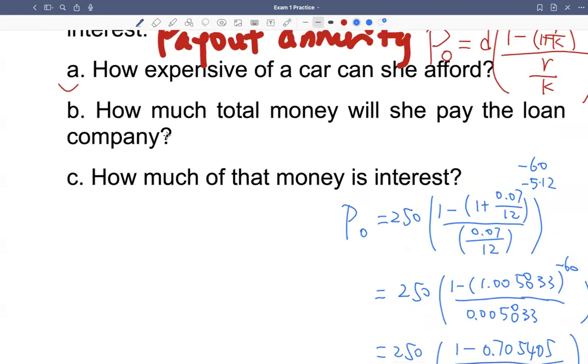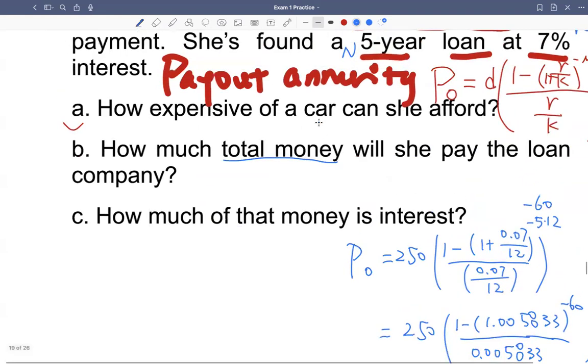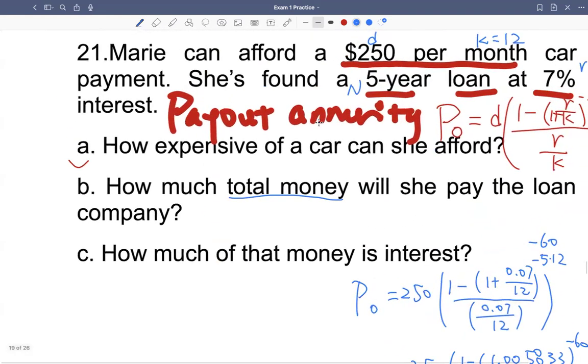The second question is how much total money, so what is the total amount of money she paid over the long time? Each time she pays 250, and she has to pay for 5 years. Each year she pays monthly, so each year she has paid 12 times. So multiply these three numbers. So 5 times 12.